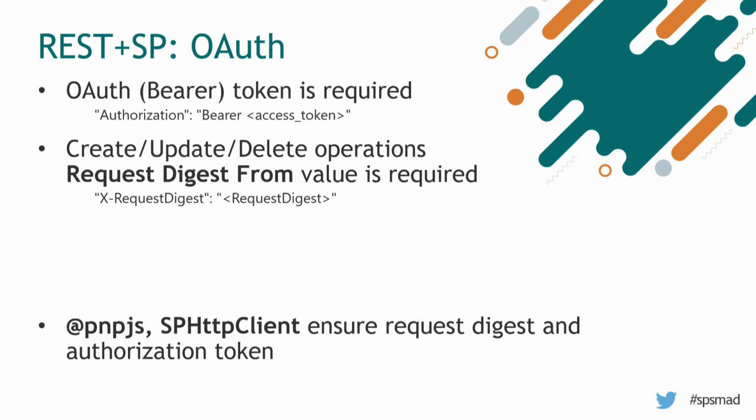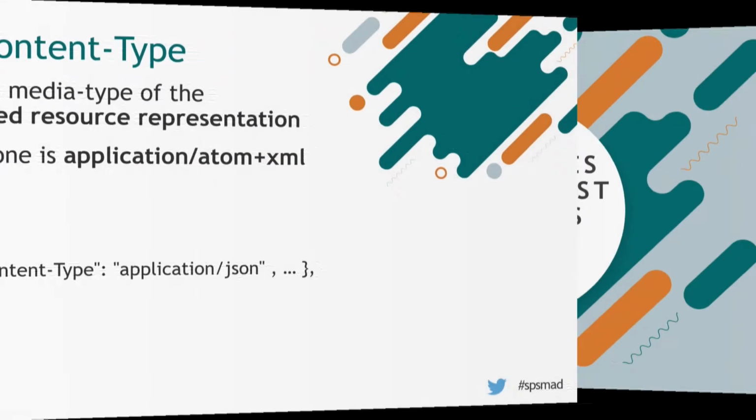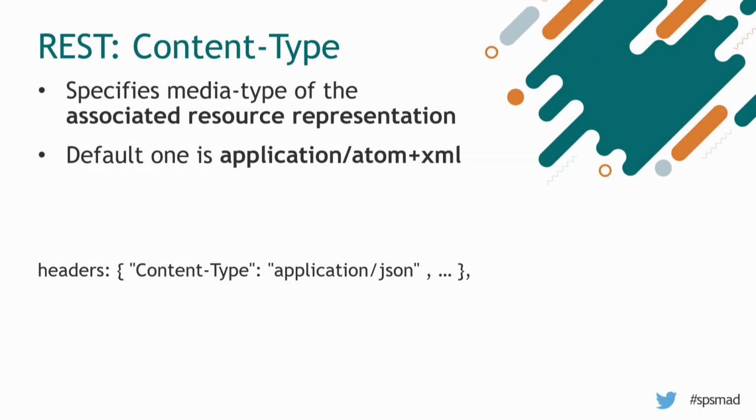All right. So what kind of headers or properties can we use, and I find useful, when we are working with REST? So first of all, let's remind ourselves what is a content type. This is the information about media type of the request that we are sending. Doesn't matter if we are sending it from server to the client or from client to the server. It contains the information about the current request. The default one in SharePoint is Atom.